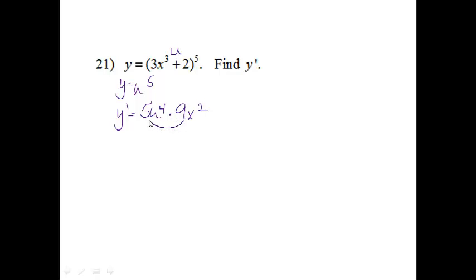So, simplifying this a little bit, my 5 and my 9 would get put together to become 45, and then I've got x squared, and then I'll replace my u back in, so u is 3x cubed plus 2, and it's raised to the fourth power now. So that would be y prime.